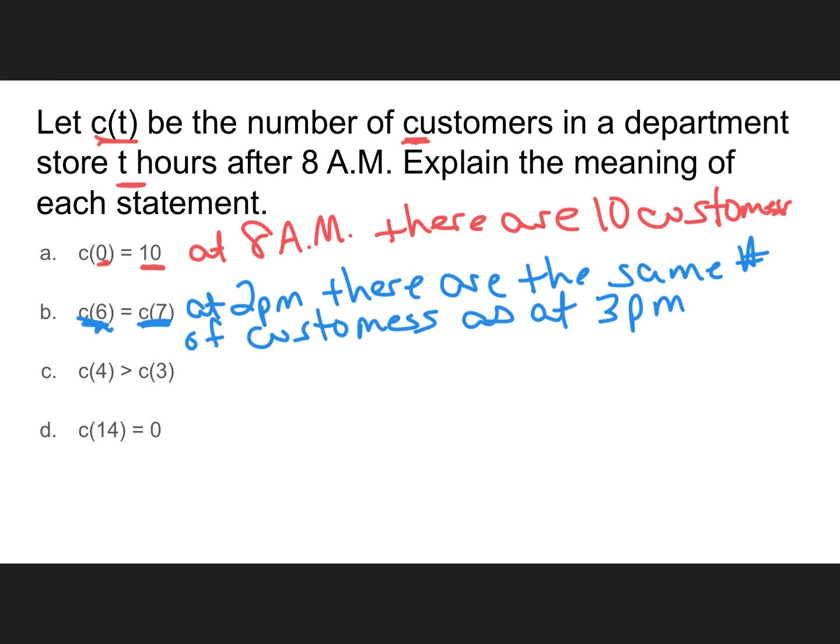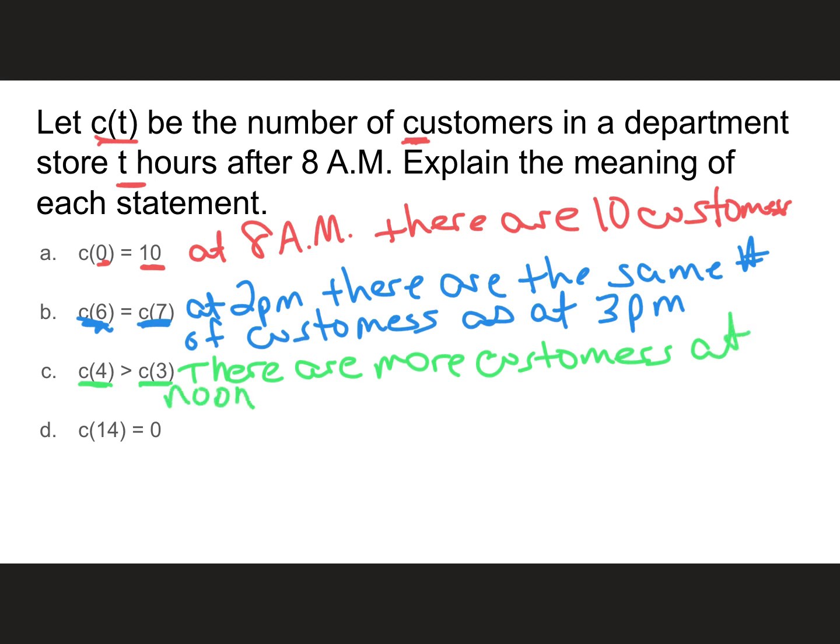Okay. So let's look at the next one. C of 4 is greater than C of 3. So C of 4 is noon, and C of 3 would be 11. So there are more customers at noon than at 11 a.m.